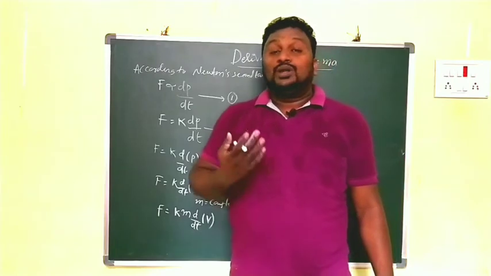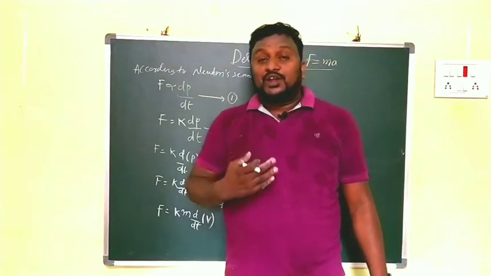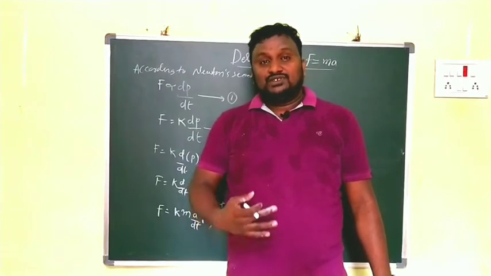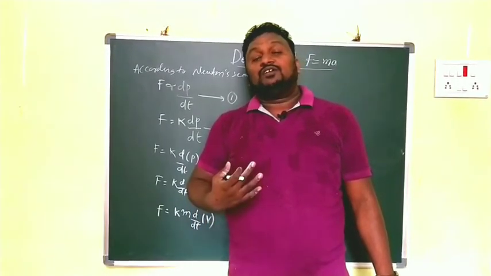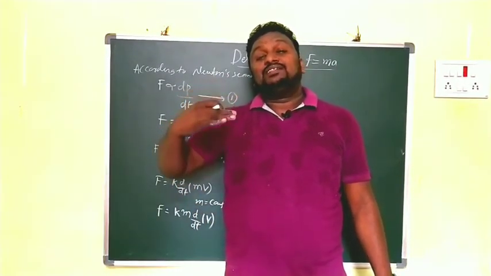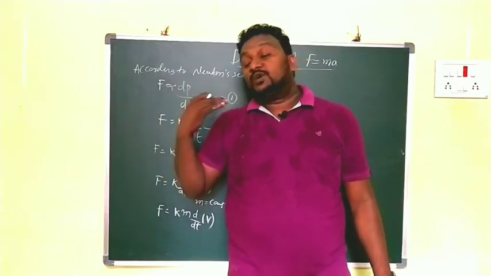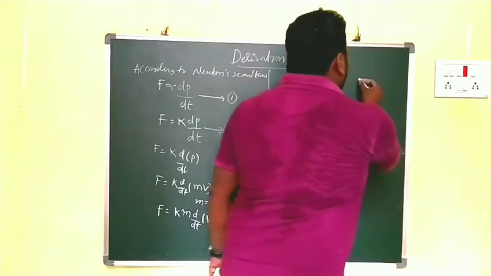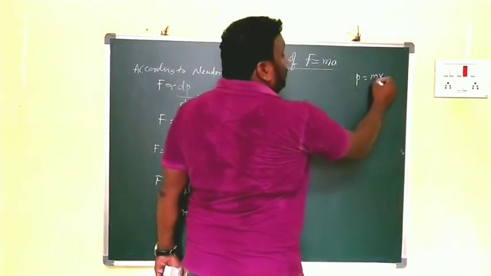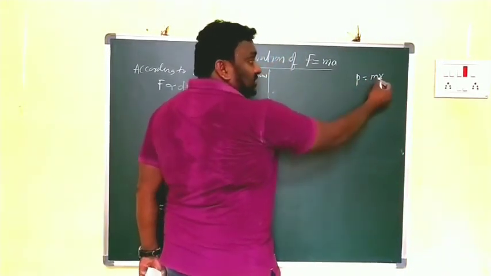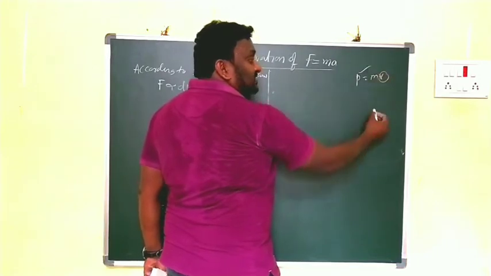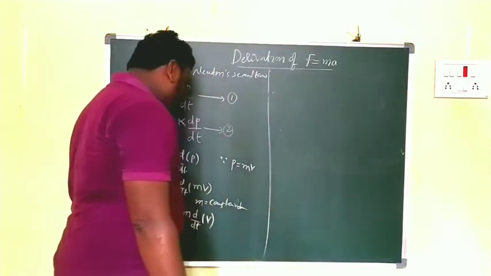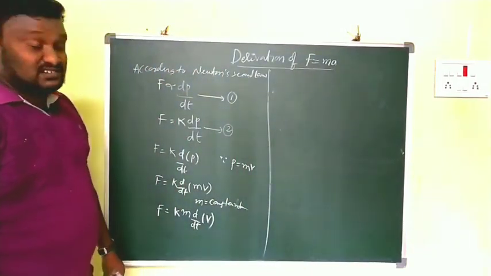I already told you d by dt means rate of change of. Rate of change means we are comparing the change in the quantity with respect to time. Here p is equal to mv. If velocity changes, then momentum changes, even though mass is constant. That's why in this case we are taking mass as constant.